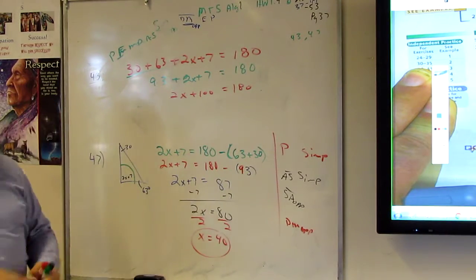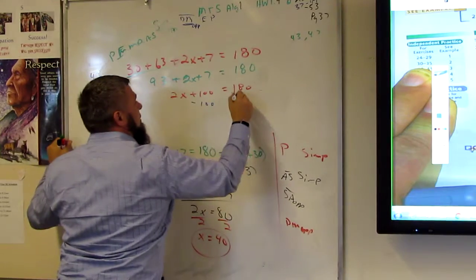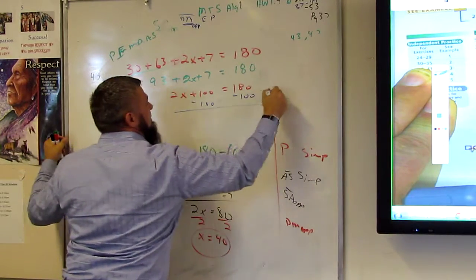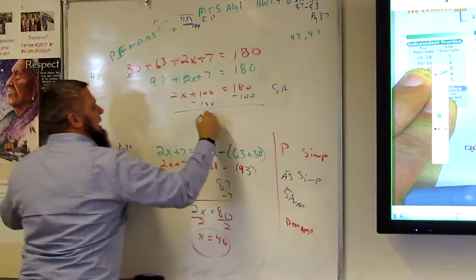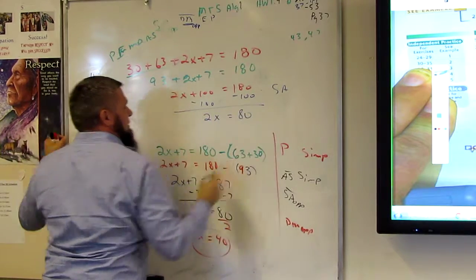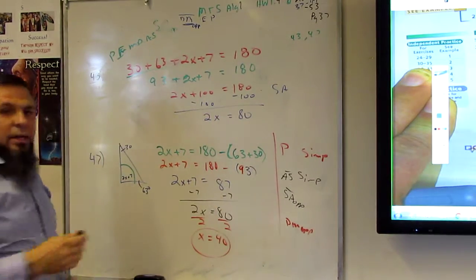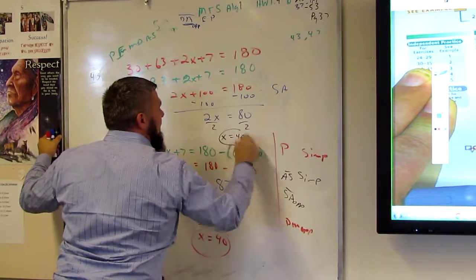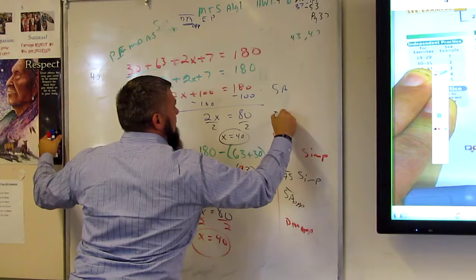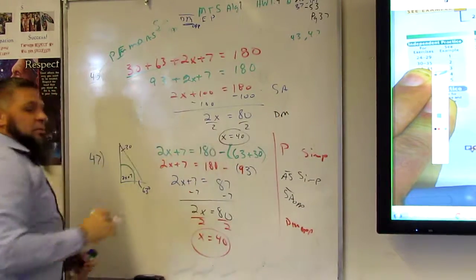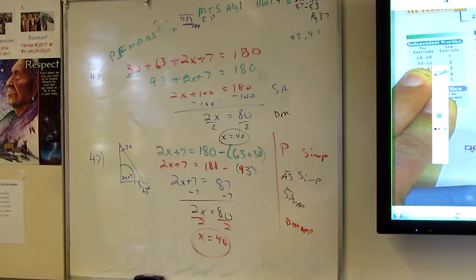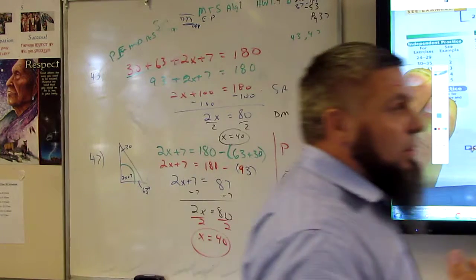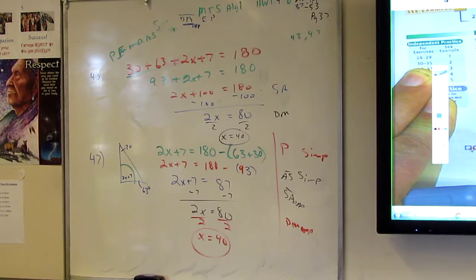Okay, so 2x plus 100 equals 180. And then I subtract. That's the SAD MAP. I get 2x is equal to 80. And then x is equal to 40. Either way, this way seemed a little easier. Are we done? Yeah, we're done with that. Well, we're not done with the homework yet. So that's 43 and 47.